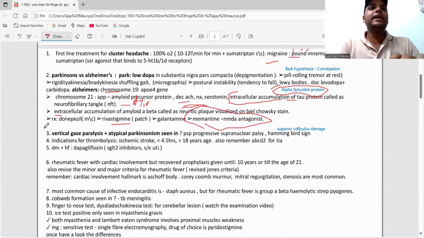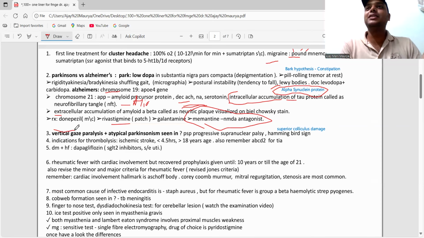The next one is vertical gaze paralysis plus atypical Parkinsonism. Vertical gaze paralysis means the patient can't move their eyeballs vertically. Okay, they can't move the eyeball downward, so whenever he's walking, he will easily fall down because he cannot move his eyeball down.